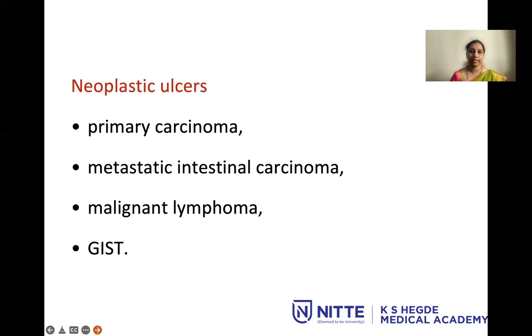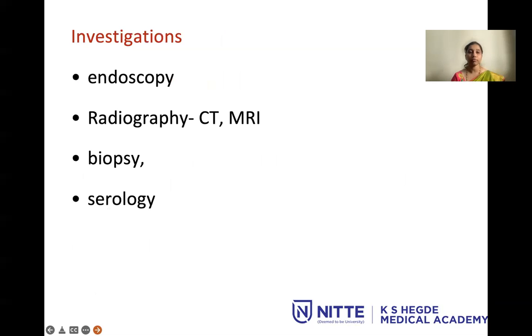Causes for neoplastic ulcers include primary carcinoma or metastatic intestinal carcinoma, malignant lymphoma, or gastrointestinal stromal tumors. Whenever we are dealing with ulcerative lesions, we can do certain investigations using endoscopy, radiography like CT or MRI scan. You can take biopsy and also do serology for infections or some autoimmune disorders.